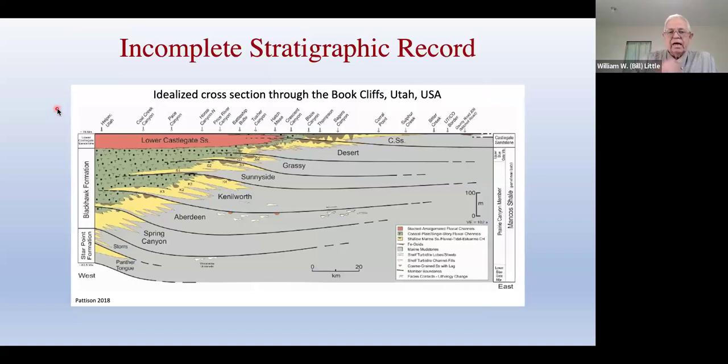An example of this can come from the Book Cliffs, where I've spent much of my time. The Book Cliffs are in Utah. They're quite a well-known area for studying sequence stratigraphy. People come from all over the world to this area to look at the sequence stratigraphy. And here's a cross section that was put together by Pattison. It's actually based on a number of studies that were done before him.